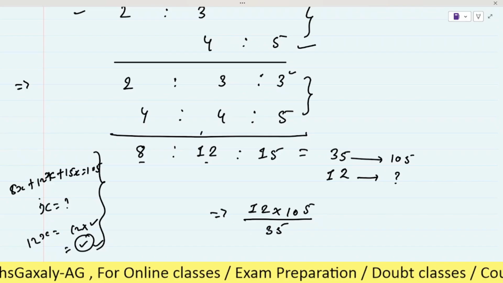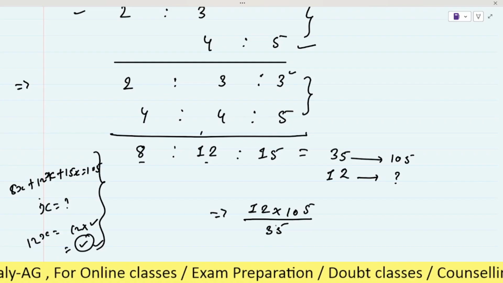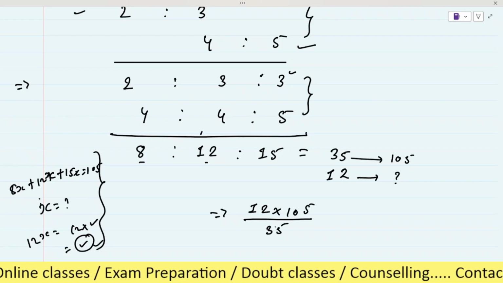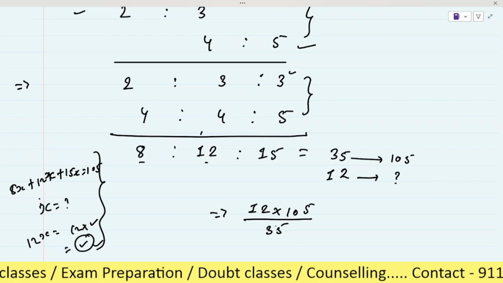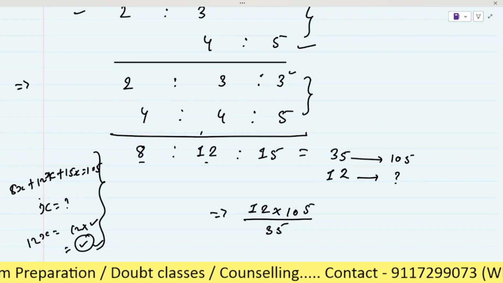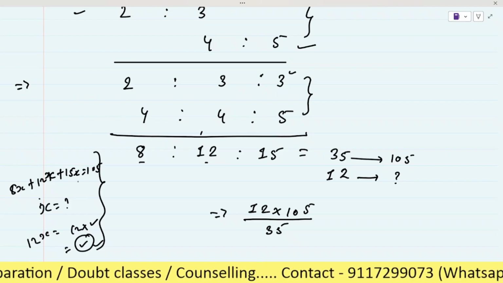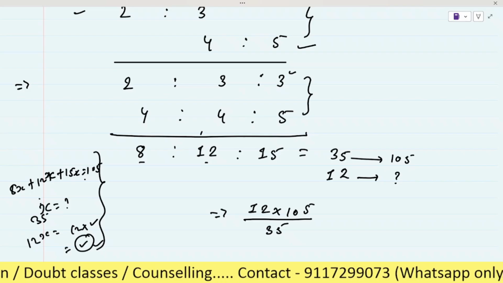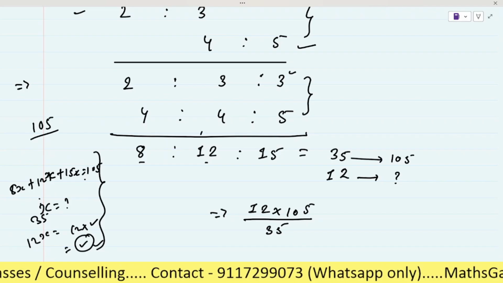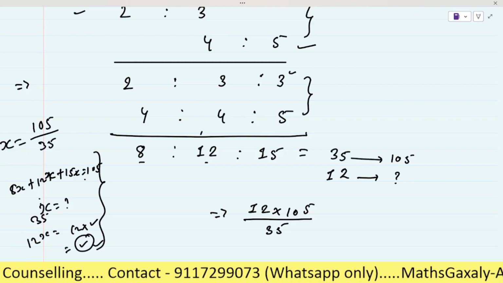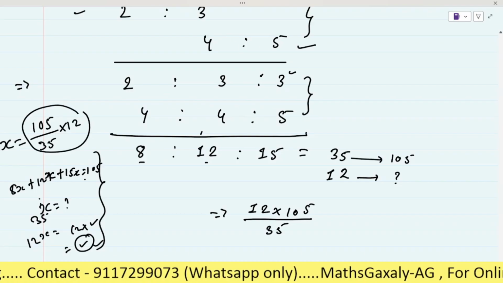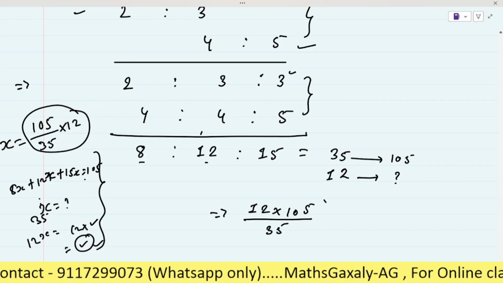Sir, we can also do it like that, 8x plus 12x plus... Yes, you can do it like this, but it will take more time, na? It will take more time, so that's why I didn't write the x here and I am doing it directly. So when we do it like this, 35x is equal to 105, and after that we have to solve it, right? 105 divided by 35 gives the value of x, right? And this value we have to multiply by 12. So this one I am doing directly here, by this method.